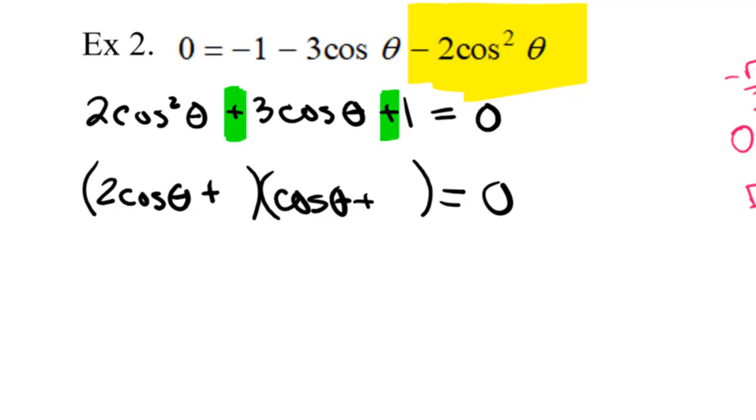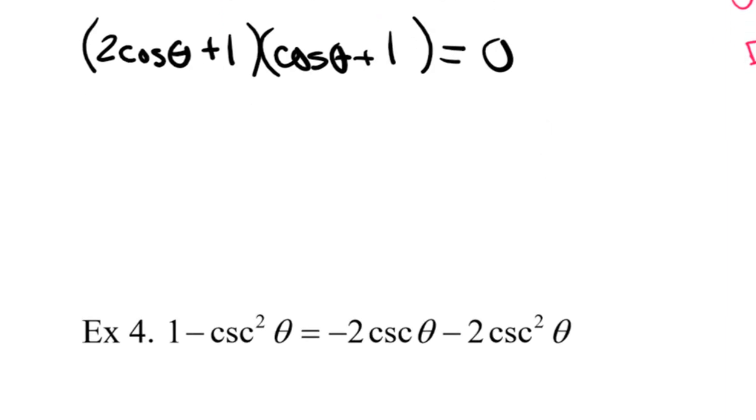Now, since my quadratic term is 2 cosine squared, my linear term is 3 cosine theta. What I want to look at then is my constant, and that constant is 1. There's only one way to factor 1, where both of them are positive, and that's 1 and 1. So 1, 1, and done, right? So we've got that. Now from here, take your time, write down each factor, and set it equal to 0. And I'm going to go ahead and solve this first factor.